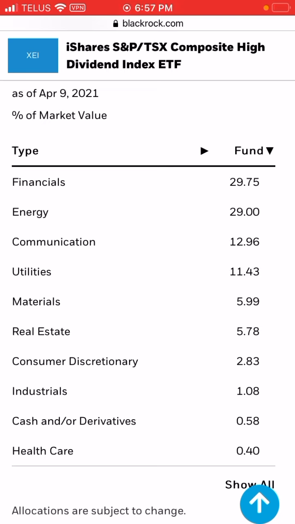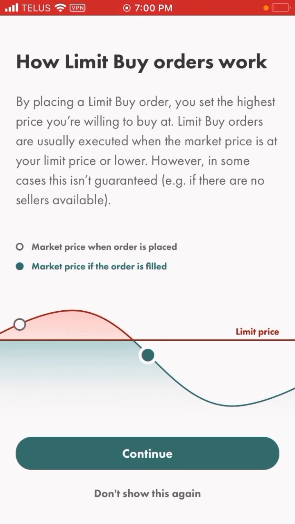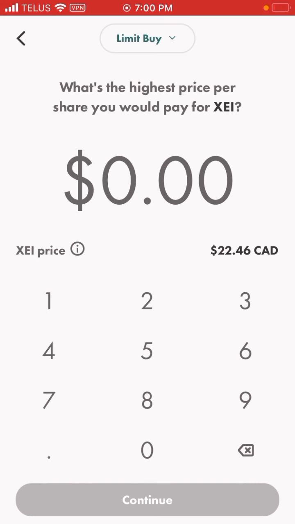If we click the top of the screen here, I wanted to do a limit buy because the market is closed right now. It's going to be filled tomorrow. And so the highest price that I wanted to pay is slightly above the current price to make sure that it will be filled tomorrow. So I'm going to put in $23 in here. Click continue on the bottom of the screen. Then I wanted to buy 22 shares. That is around $506. Then click continue in here.